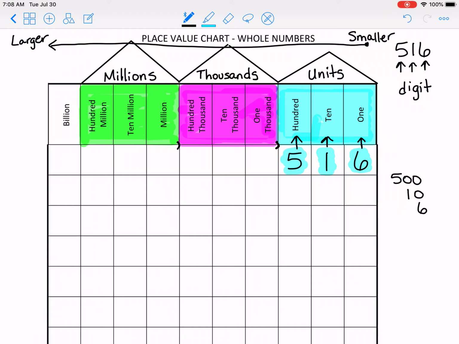Now, when we talk about the expanded form of a number, we're saying that when we add 500 plus 10 plus 6, we get the number 516. So this is how you can use the place value chart to look at a number and determine the value of every digit in a number.